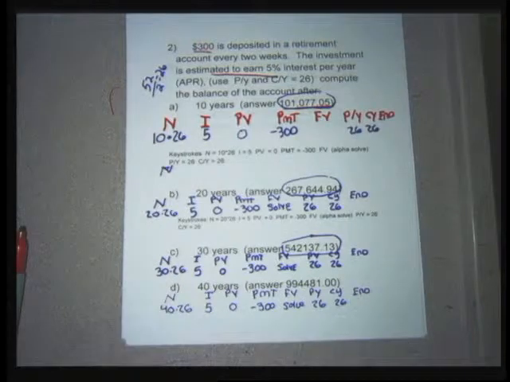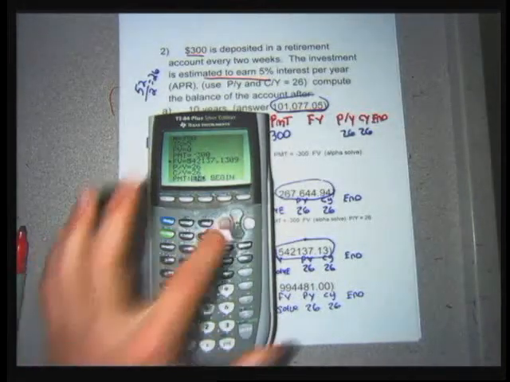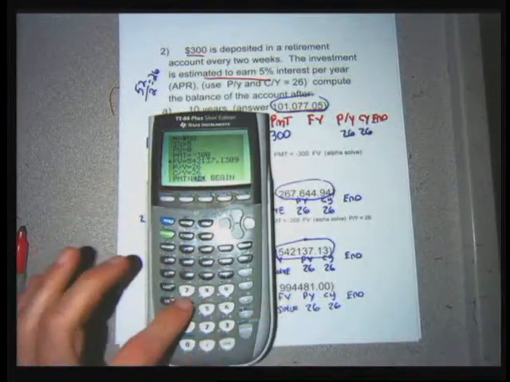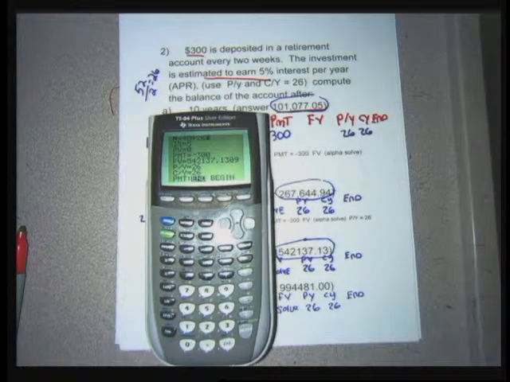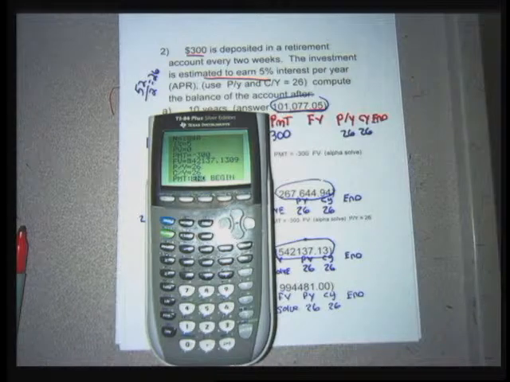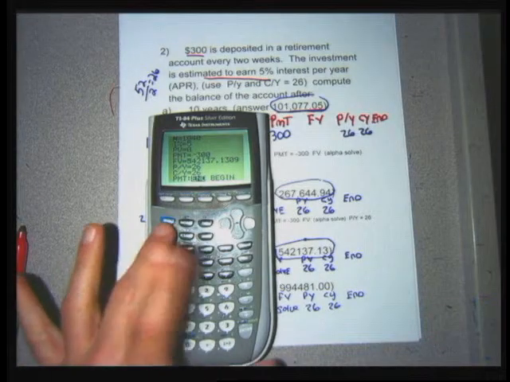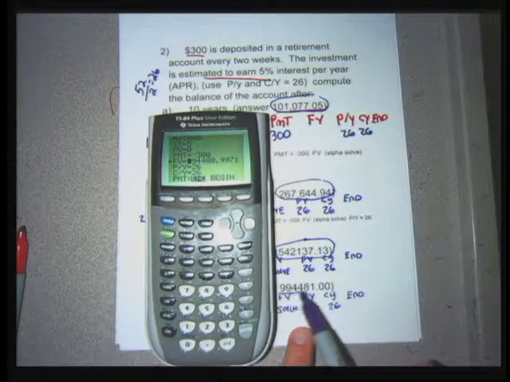Still making the $300 deposit every 2 weeks, still getting 5% for my interest rate. So when I go to get my answer for part D, I'll go up to N and type in 40 times 26. That's the 40 years times 26 deposits per year. I'll scroll down to the FV because everything else stays fixed. Hit my green alpha button and hit enter, and I get the answer of 994,000.